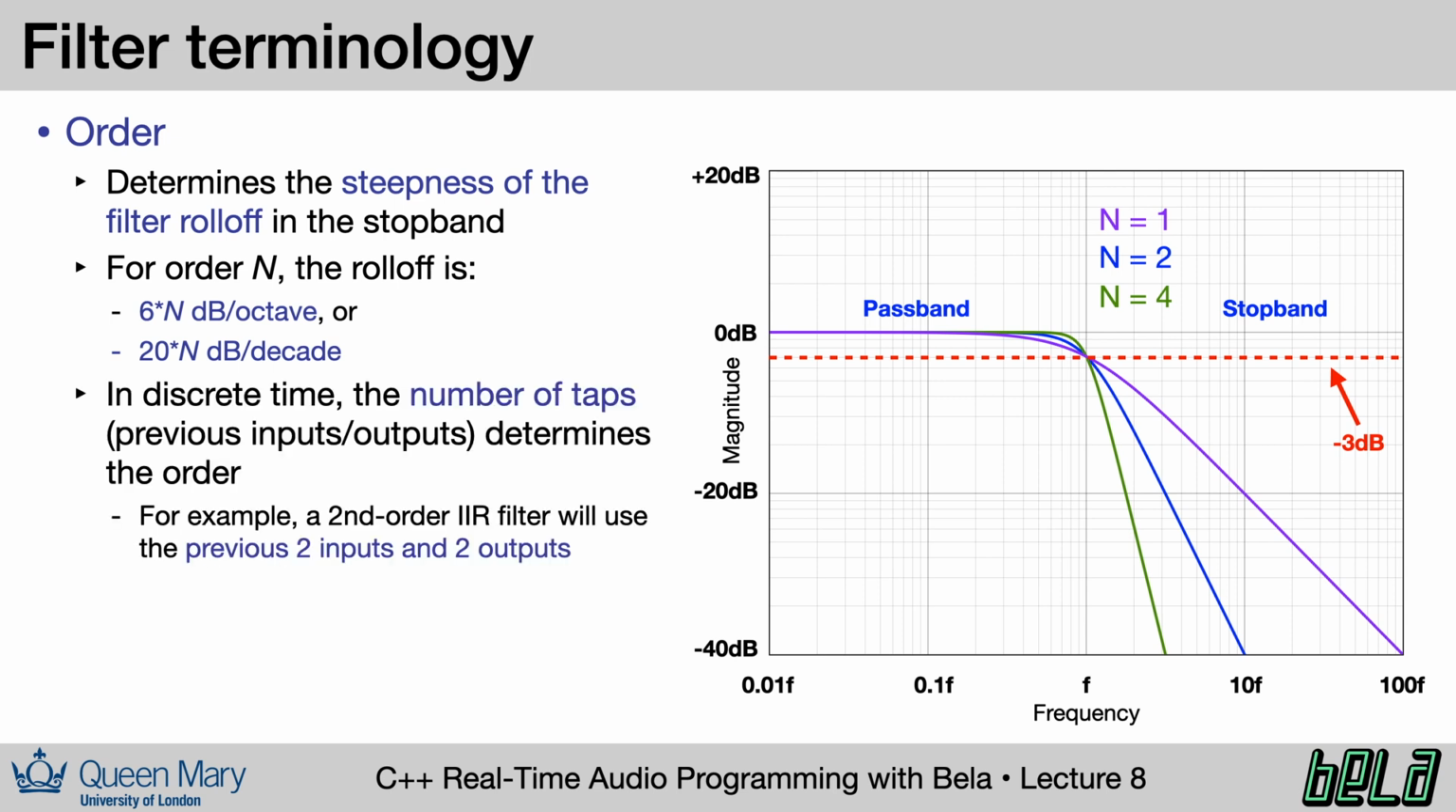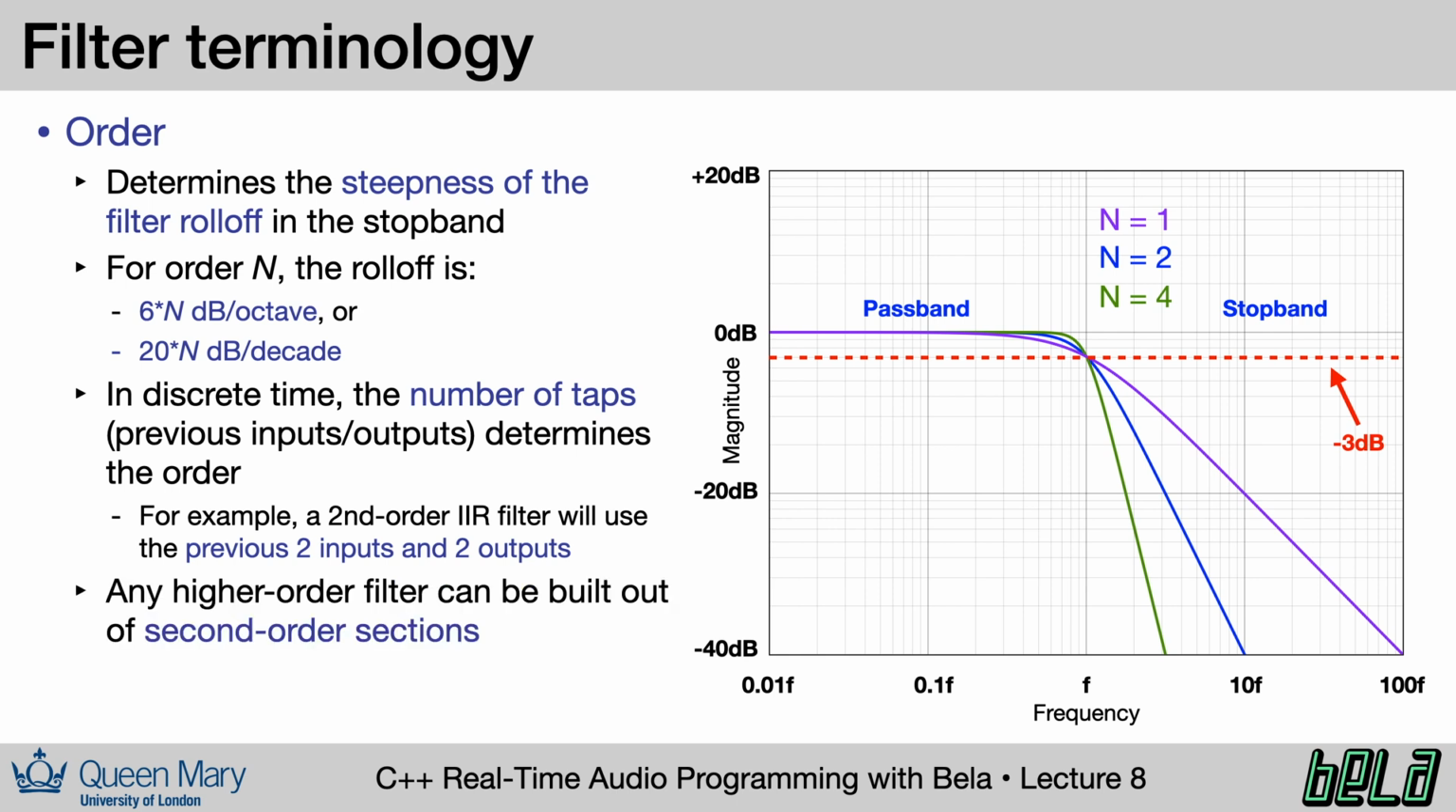When we implement discrete time digital filters, the order is given by the number of taps that the filter has. A tap is a previous input or output which is used to calculate the current output of the filter. We'll talk about that shortly. The filter shown in blue here would use the current input, the previous 2 inputs, and the previous 2 outputs to calculate its output value. In this lecture, we'll only look at implementing filters up to second order, and that's because a useful mathematical property of higher order filters is that they can always be built out of simpler, smaller sections.